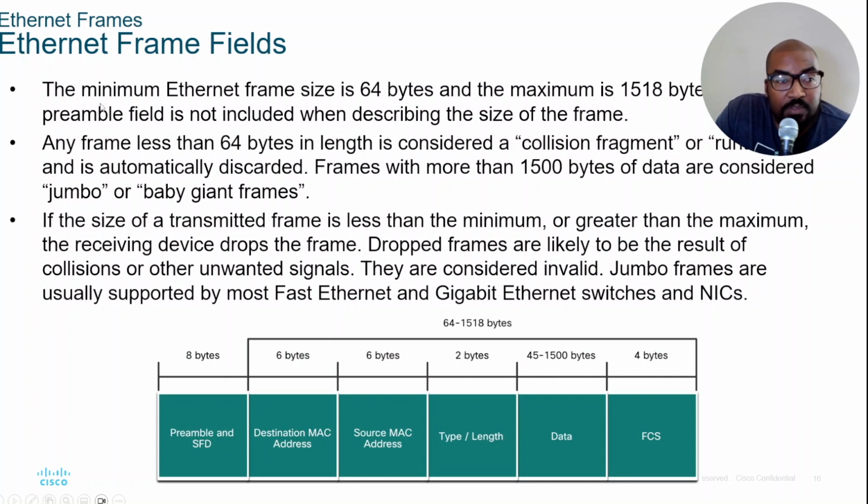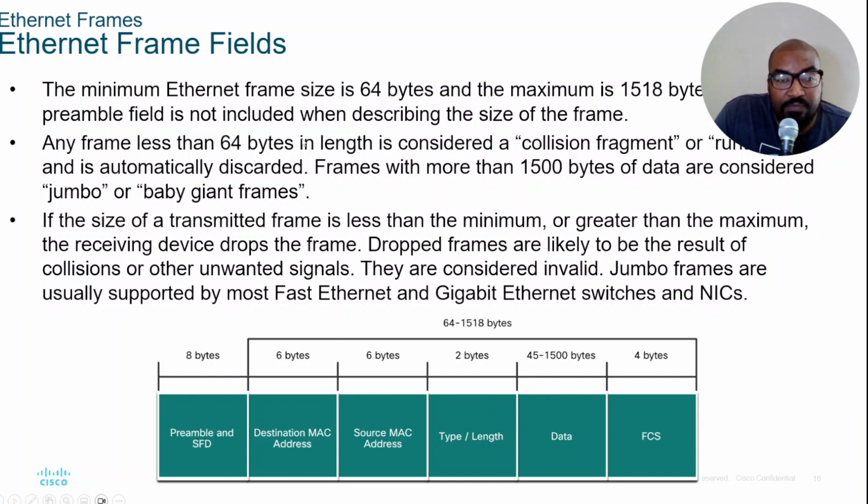Ethernet frame fields. The minimum Ethernet frame size is 64 bytes and the maximum is 1,518 bytes. The preamble field is not included when describing the size of the frame. So let's take a look at this frame here. We have a destination MAC address, a source MAC address, and here's our data, and a frame check sequence to make sure that this information is all good.